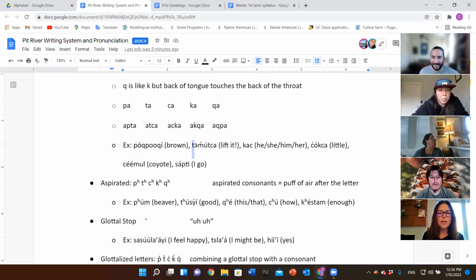And then here, yeah, so the I makes like an E sound. Pokey and boki. It just sounds different because it's more in the throat. The Q is more in the throat.